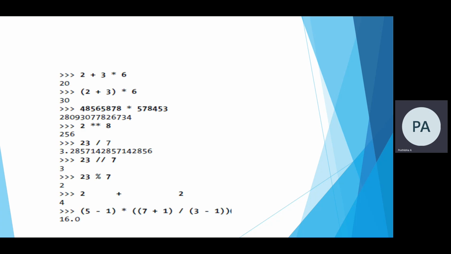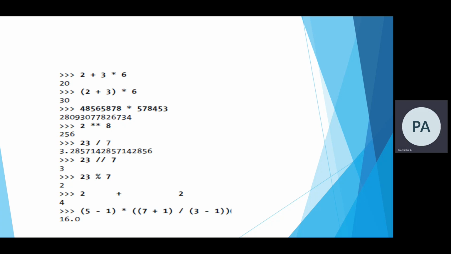Here are some examples of execution. I've already executed some of the expressions. You can check it out: 2 plus 3 into 6 gives the answer 20. That means first the multiplication operator is executed, so 3 into 6 is 18. Then plus 2 is added, so you get the answer 20. In a similar way, all the operators can be used to evaluate expressions in the Python programming language, similar to how we do it in basic mathematics.